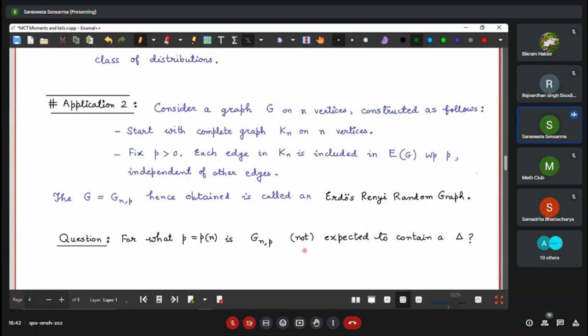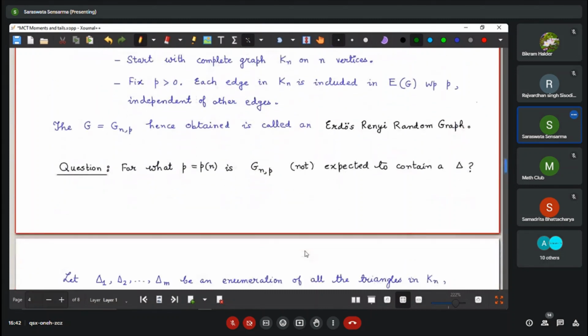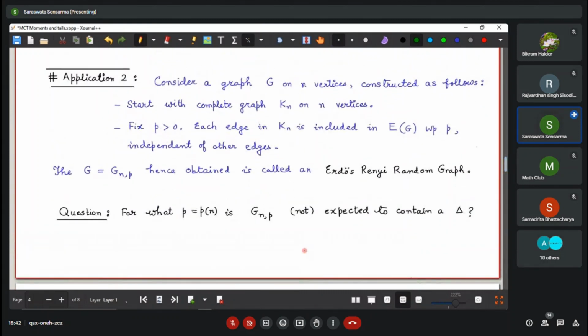We'll try to answer that question, and that would hopefully lead you to many similar questions which can be answered very similarly. This is where the true power of first and second moment methods is revealed. This is where they're used a lot. Okay, so the question is, for what function of p is G(n,p) expected or not expected to contain a triangle? So one question you might ask is, what happens?